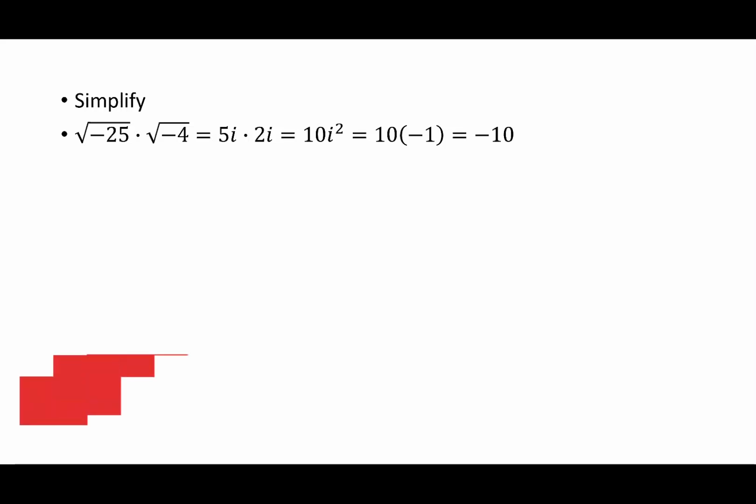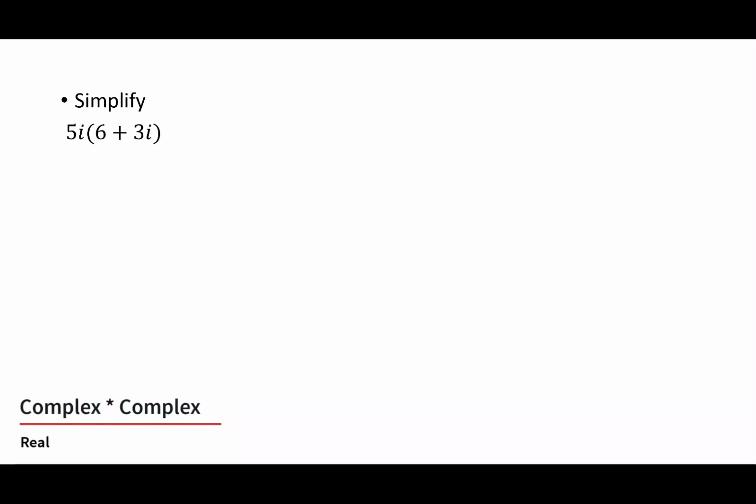Let's try simplifying the square root of -25 times the square root of -4. The first thing we should do is rewrite both of the numbers. Instead of writing the square root of -25, I'm going to write 5i, and the square root of -4 will be replaced by 2i. Now I can multiply 5 times 2 to get 10, and i times i is i squared. Once again, we'll replace i squared with a -1, then multiply 10 times -1 to get -10. Once again, we multiply two complex numbers and we got a real number. That's not going to happen every time.